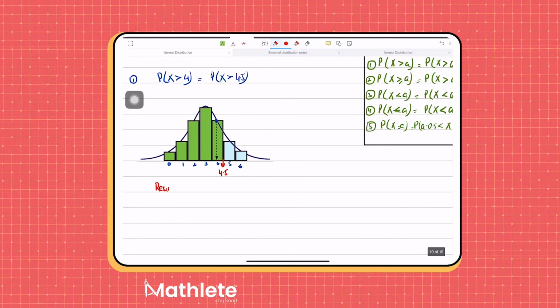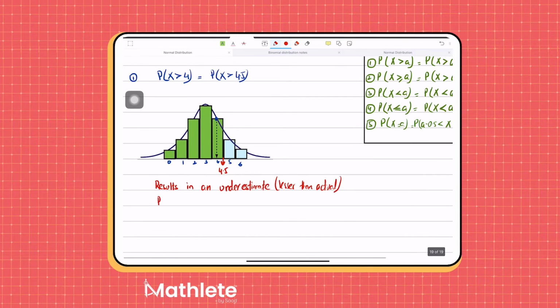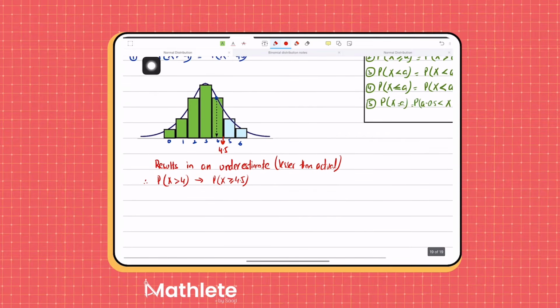So why do we do what we do? Because it results in an underestimate, which means the probability will turn out to be lesser than actual. So if in a binomial distribution you're asked to calculate the probability of x being greater than 4, we instead calculate the probability of x being greater than or equal to 4.5. Now, that is for greater than.